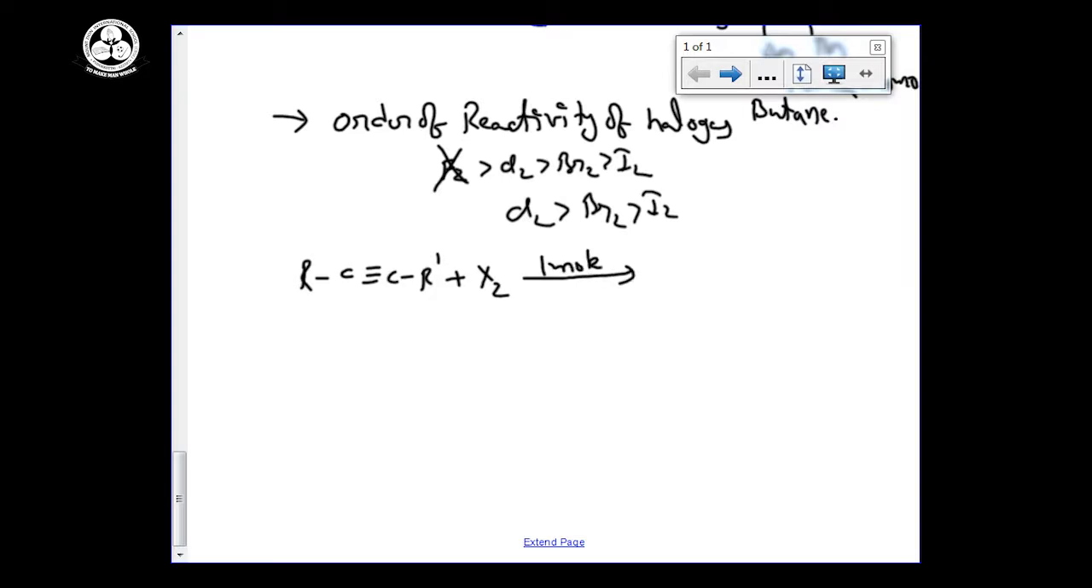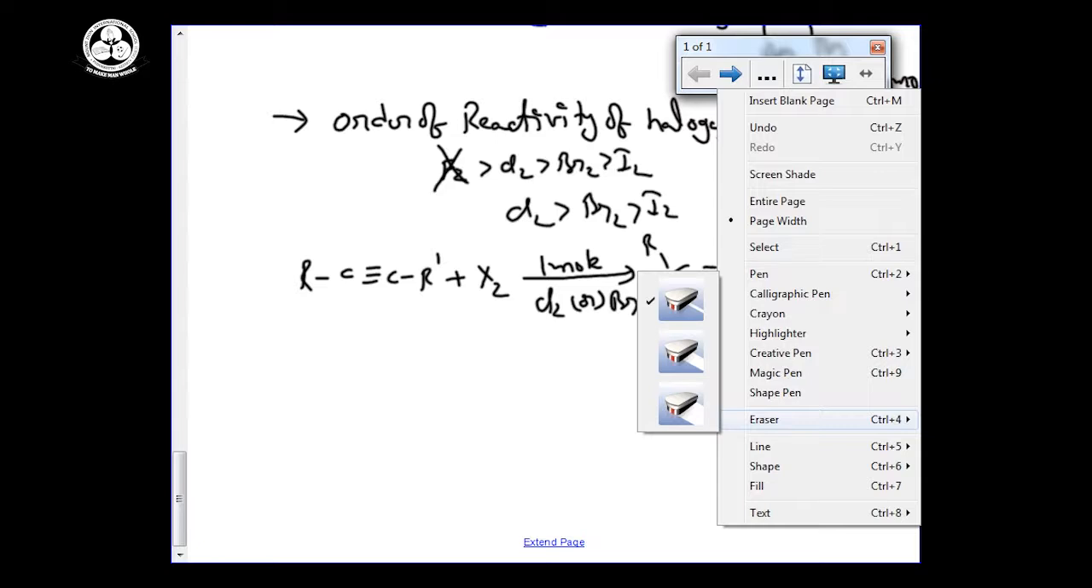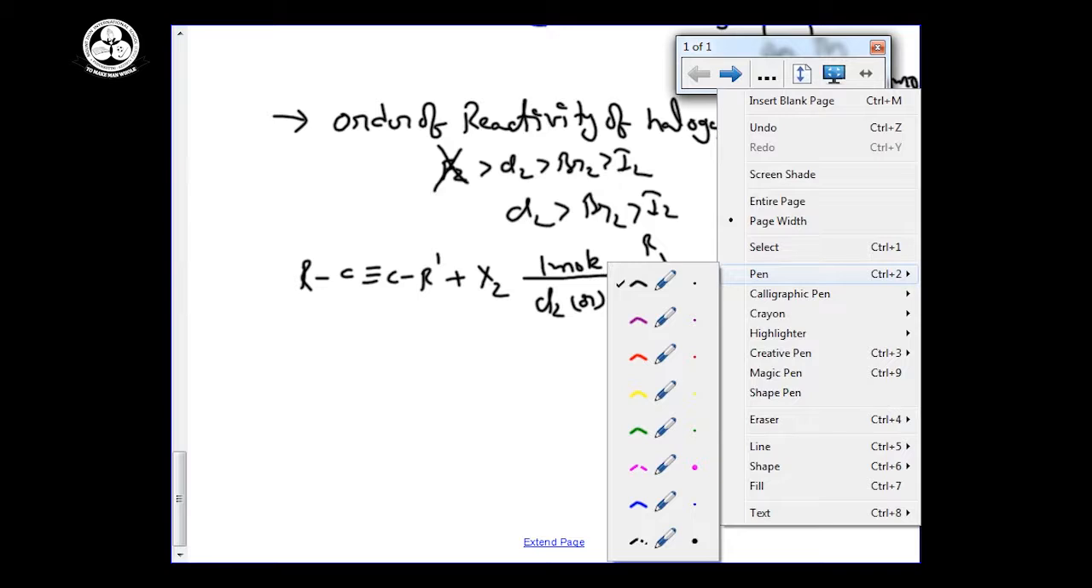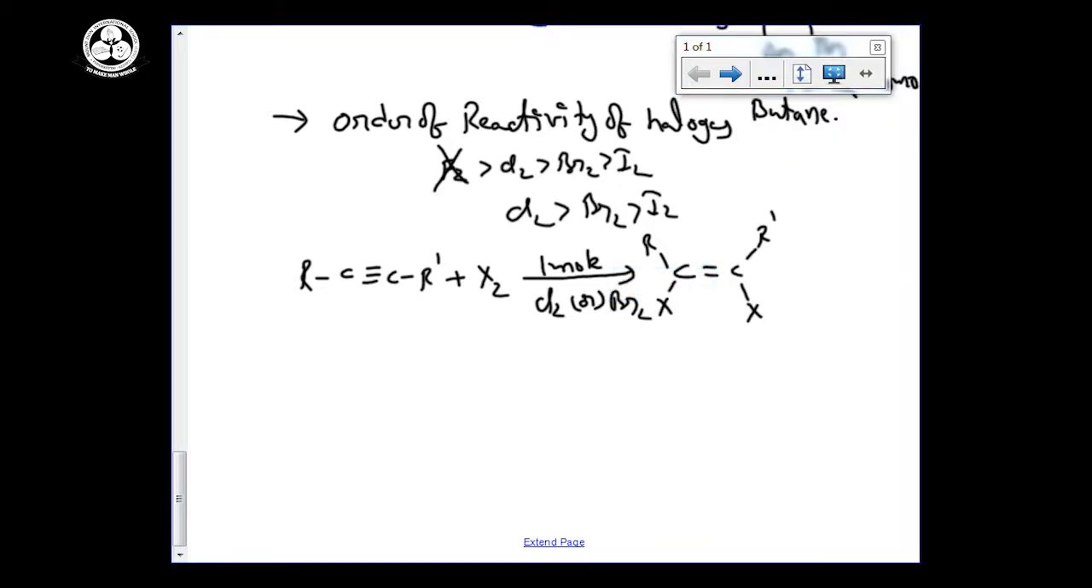If you are doing the halogenation with 1 mole of halogen, you can take either chlorine or bromine. We can get the compounds in 2 varieties, C double bond C with R and R dash and Br and Br. Otherwise you can simply write any one halogen, X and X. This is the cis form we can get, and we can get the trans form also, here X and here X.